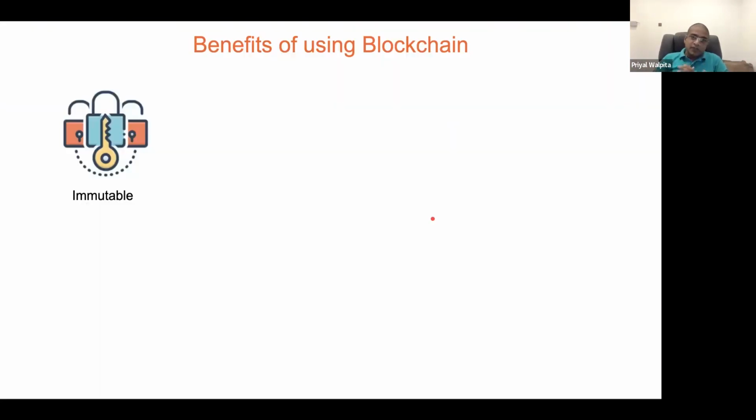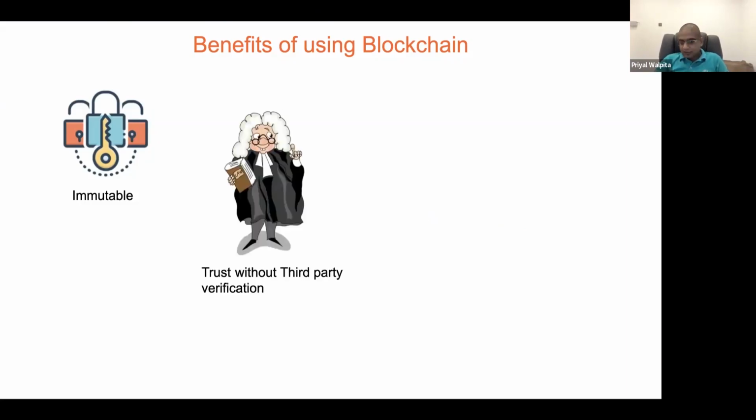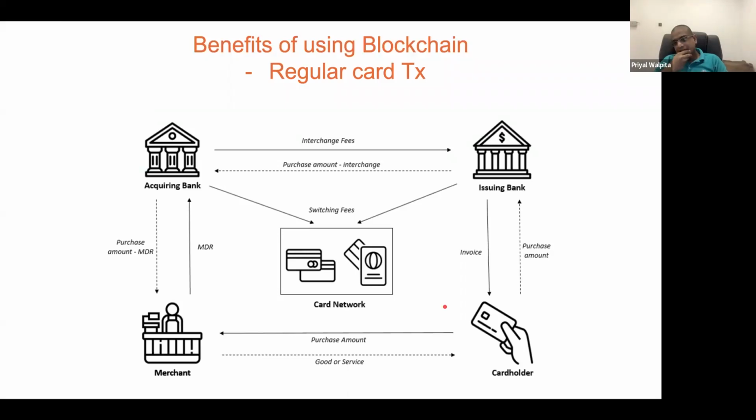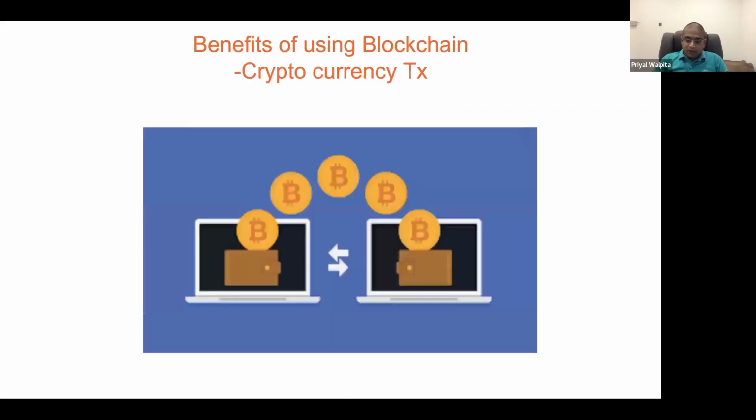Okay, so the benefits of using blockchain. The first one is immutability and trust without third-party verification. In a regular card transaction, how many parties get involved? But in blockchain, it's only two parties. You have the blockchain network in the middle, and the two parties that can do a transaction. This transaction is also peer-to-peer.